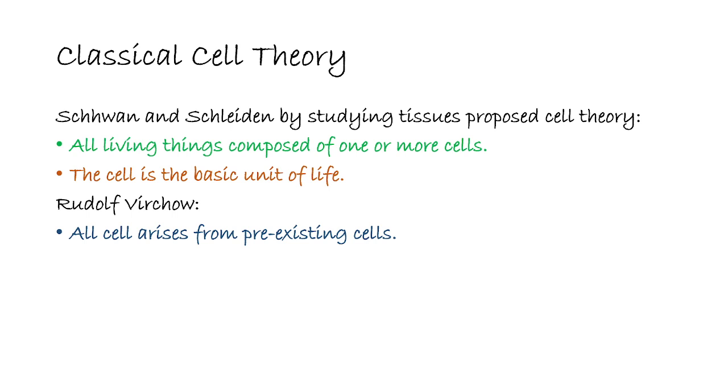Because before Rudolf Virchow's discovery, Schleiden thought that the new cells get budded off from the nucleus. After the discoveries from all three scientists, that is Schwann, Schleiden, and Virchow, the new cell theory states that all living things are composed of one or more cells. The cell is the basic unit of life, and all cells arise from pre-existing cells. And this cell theory is said to be the classical cell theory.